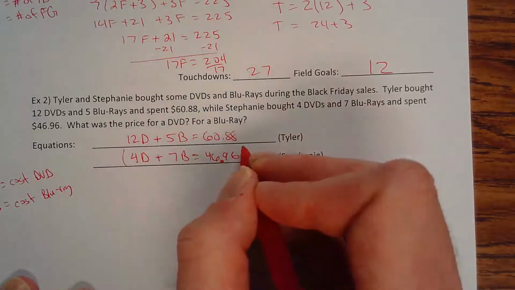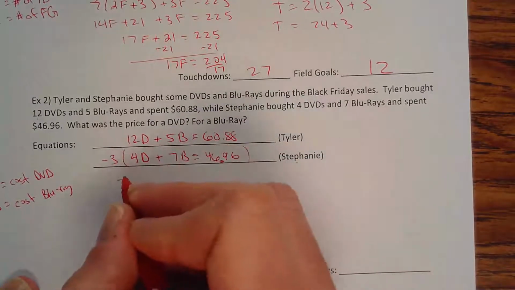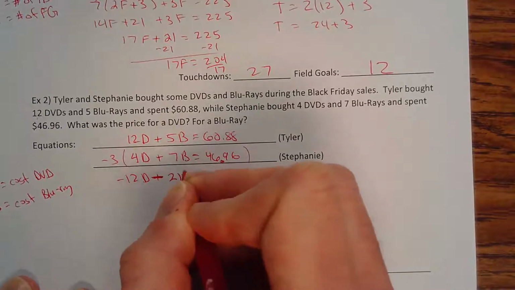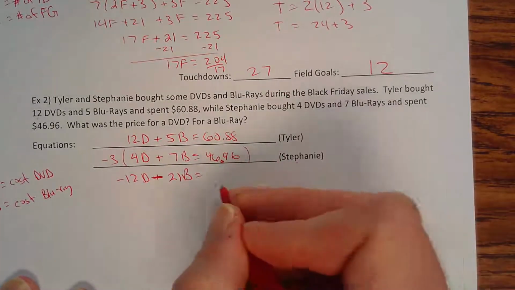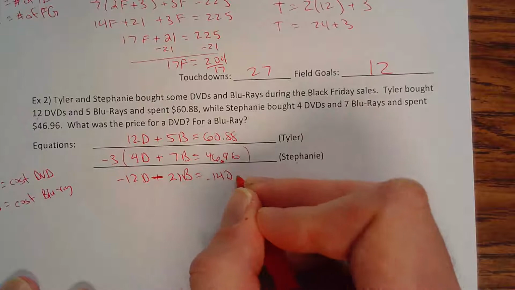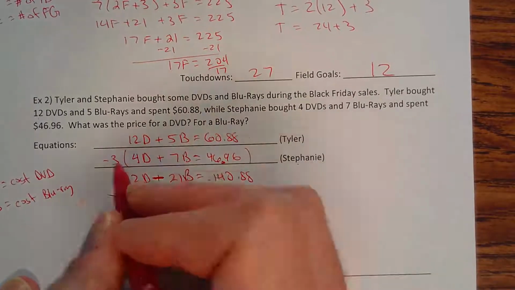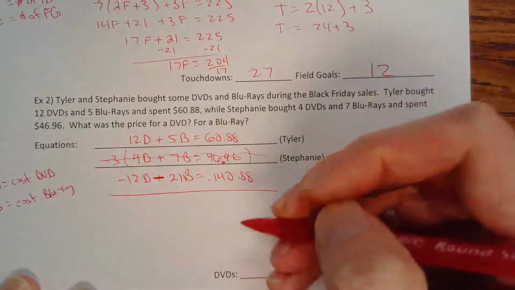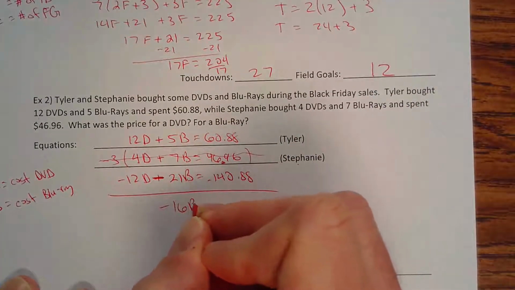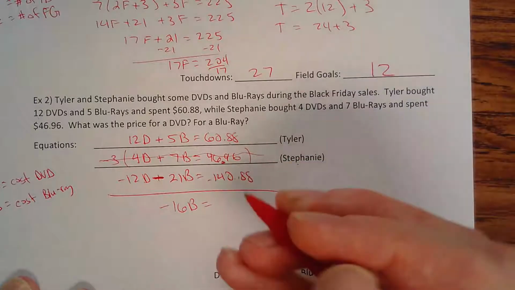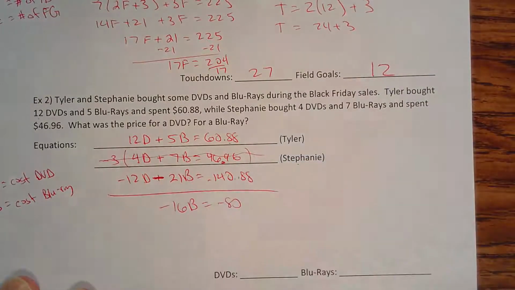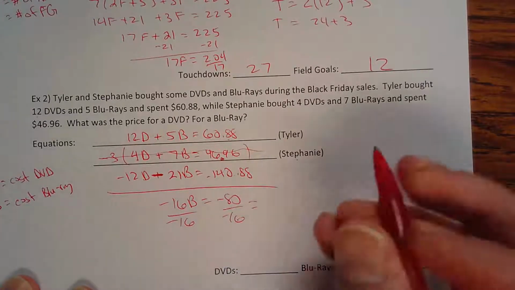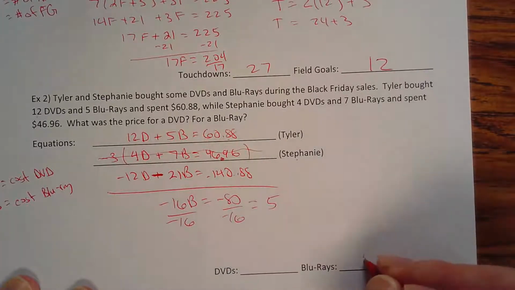So I could actually just take the first one times -3, that'd be -12d minus 21b would equal -140.88. I'm going to put a little line through this just for now. So I'm going to add straight down, and I would get -16b equals, I'm using a calculator here, -80. Divide by negative 16, and it looks like I bought 5 Blu-rays.